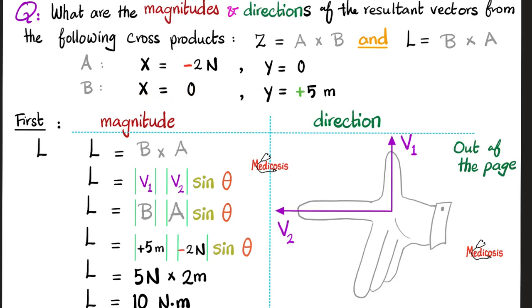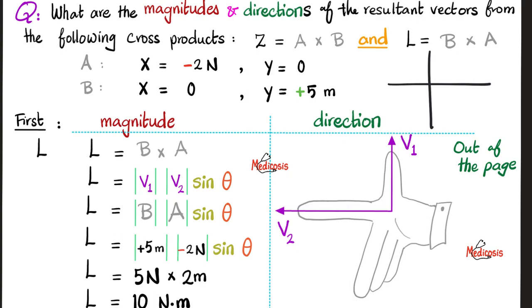Next, let's answer the second component of the question. L equals B times A. All right, what is B, please? B is positive 5, as you see. And what is A? A is negative 2, as you see. Let me draw the 4 quadrants to be sure. Now be careful, they want B before A. Okie dokie, so I want the positive 5 before the negative 2. Let me draw the 4 quadrants like this. I want the positive 5 first. X is 0, but y is positive 5, which means positive 5 on the y-axis.